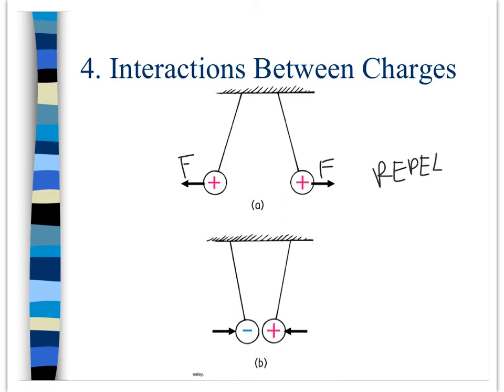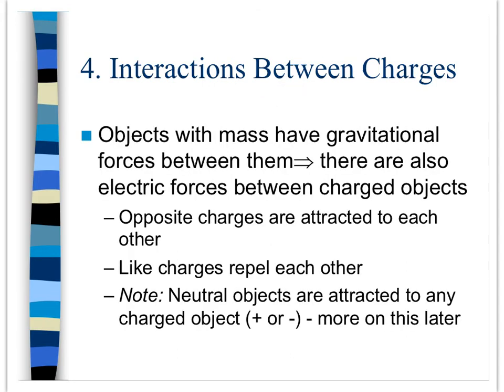When we have a positive and a negative, though, they exert forces on each other and they will attract. Okay, but I know that's something that you've talked about in previous classes. And so this is really going to be similar to how there were gravitational forces between objects with mass. Objects with charge have these electric forces between them. And as we said before, opposite charges are going to attract, like charges are going to repel.